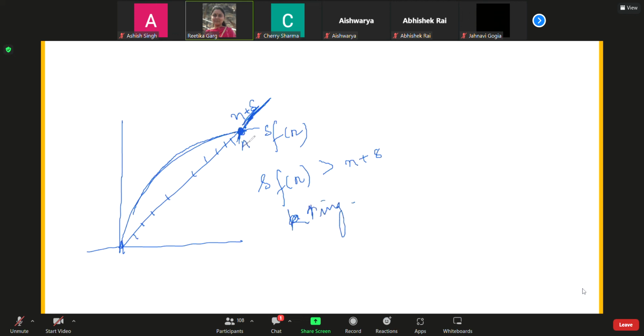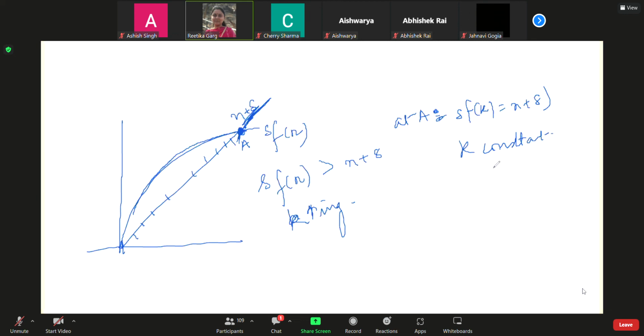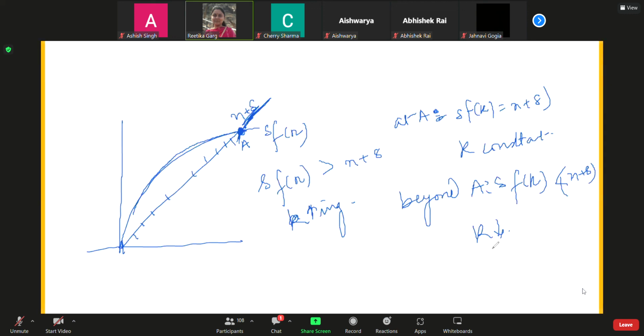At this point A, SFK is equal to N plus delta, so your K will remain constant. Beyond A, SFK is less than N plus delta, so K will decrease. So here the growth rate of capital, GK, will be positive and here GK will be negative. Basically we are saying that in this framework, K will rise here and K will fall here.